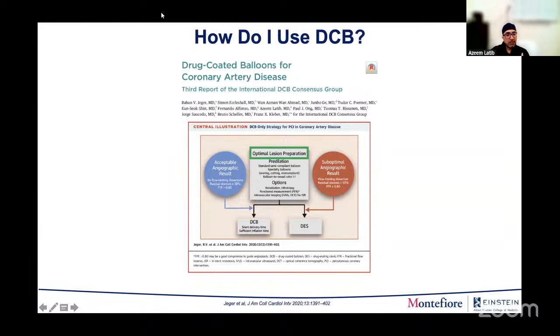I do my imaging, I like the result, and then the last thing I do before I say I'm done with the case, practically, is I go with the drug-coated balloon. I inflate my drug-coated balloon for at least 60 seconds, if not longer. And I'm going to talk a little bit more about drug-coated balloons. I then deflate, take it out.